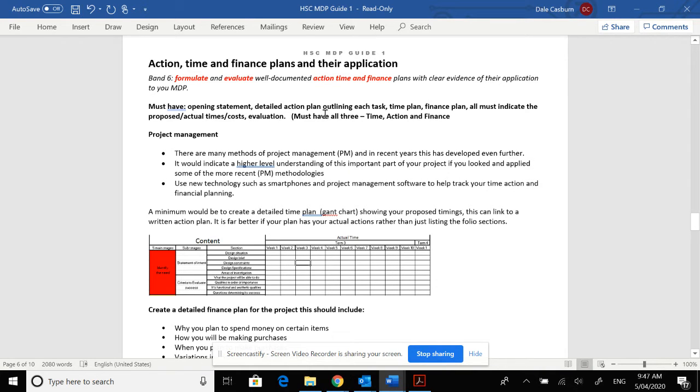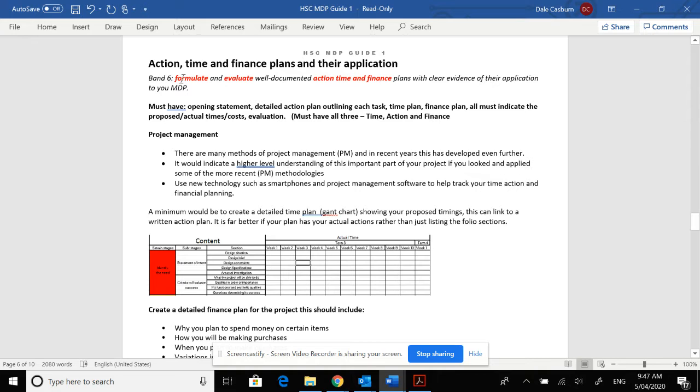So, this is where people go wrong. You can't get in the top mark range. You can't get this unless you have all three. So, you need to have a time, action, and finance plan. And the time and action plan are tied together, which we'll have a look at in a minute, and the finance plan is usually separate. So there's a few different ways to set that up.